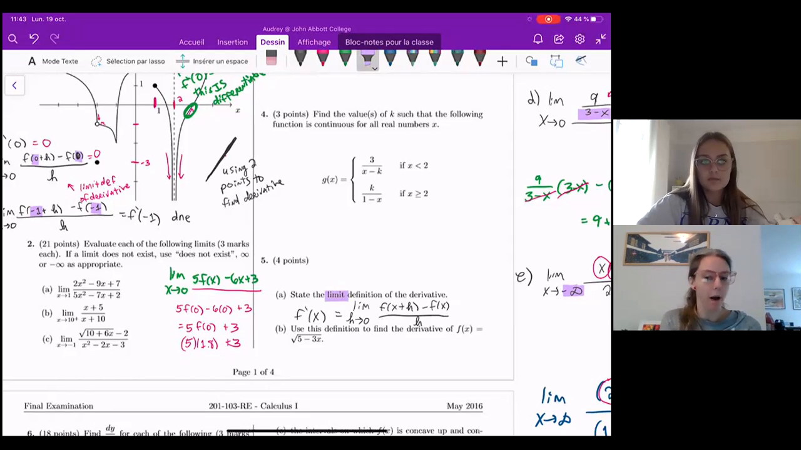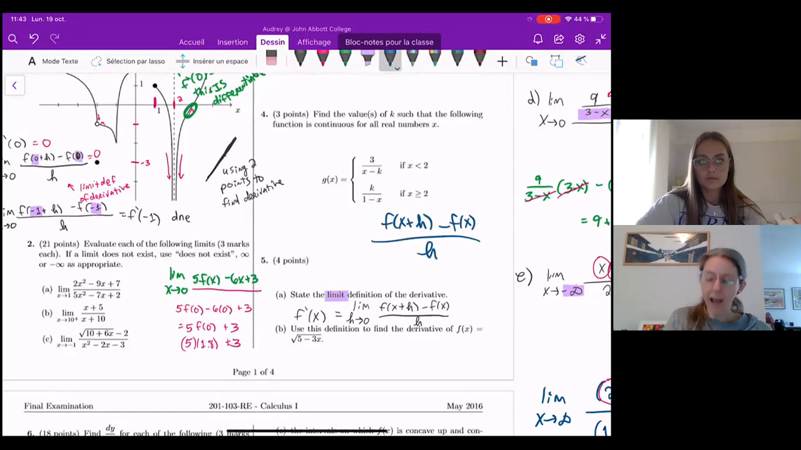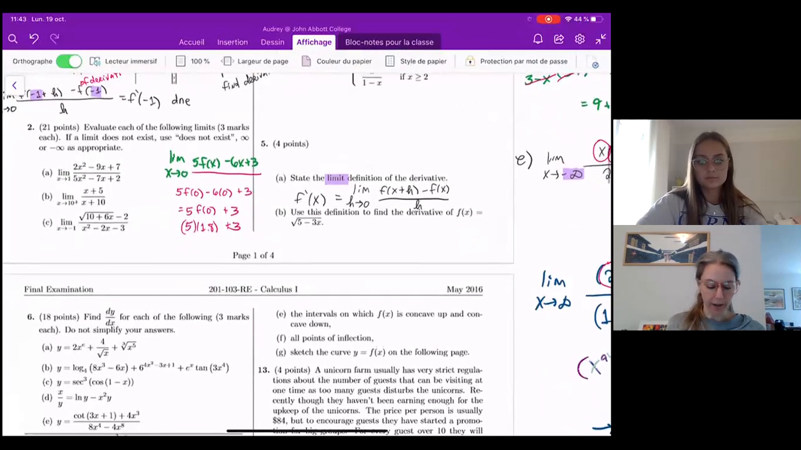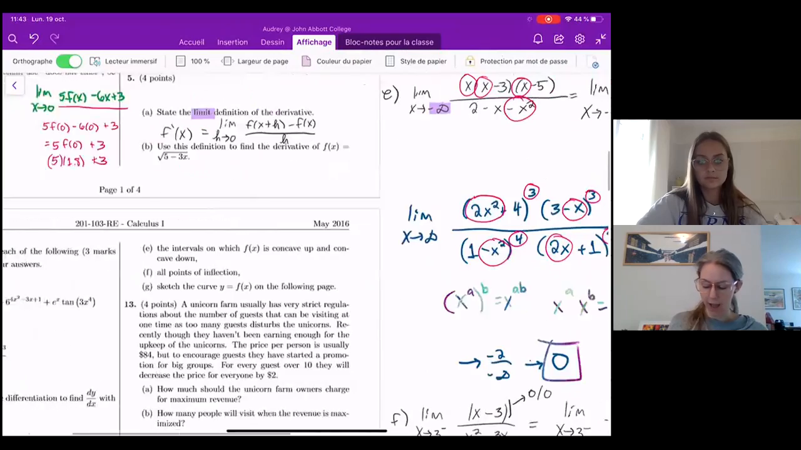So some of you did that on the mock test. Every semester, I have numerous people that just give me this. I am happy that you remember that, but that's not the definition of the derivative. It is the limit as h approaches 0 of this thing. So please don't forget your limit. And now we are going to use this definition to find the derivative of the square root of 5 minus 3x.